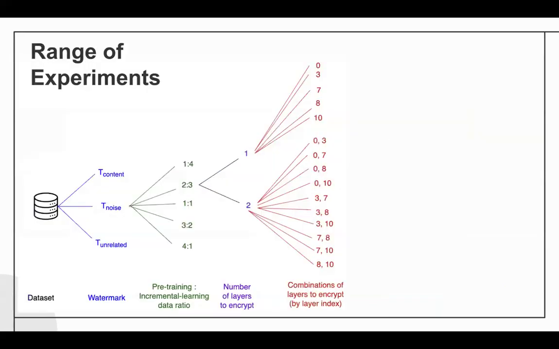My project covered a wide range of experiments. For each dataset, I experimented with all 3 trigger set designs. The pre-training to incremental learning data split ratio is also varied. Lastly, various combinations of layers are locked, with the underlying principle of locking at most half of the total number of trainable layers.